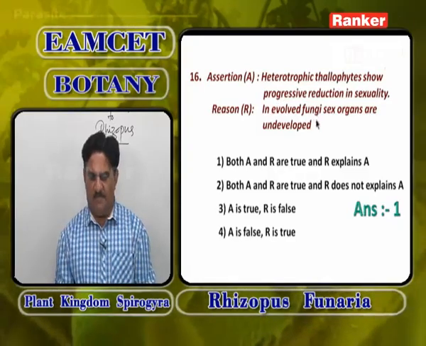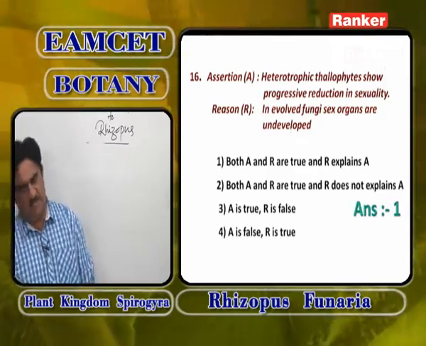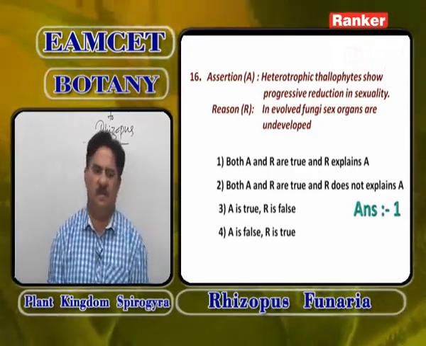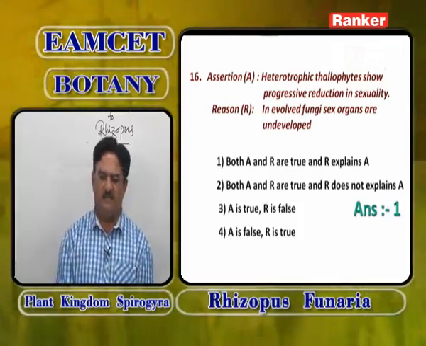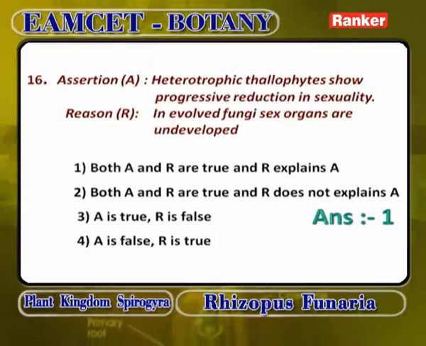In evolved fungi, sex organs are undeveloped. Because they show progressive reduction in sexuality, in evolved fungi, that means advanced fungi, sex organs are undeveloped. So A and R are correct. R is the correct explanation of A.